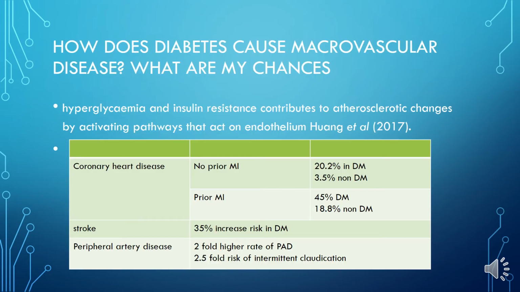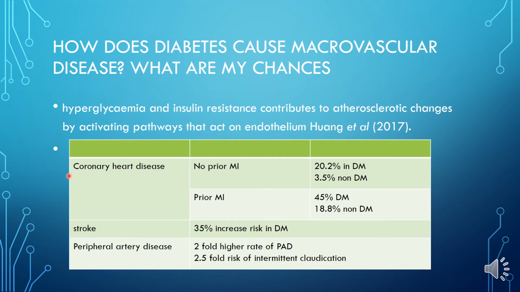How does diabetes cause macrovascular disease, and what are my chances as a diabetic? Hyperglycemia and insulin resistance contribute to atherosclerotic changes. They do this by increasing oxidative stress and activating pathways that act on the endothelium and feed on the process from the previous slide. So what are your risks as a diabetic?